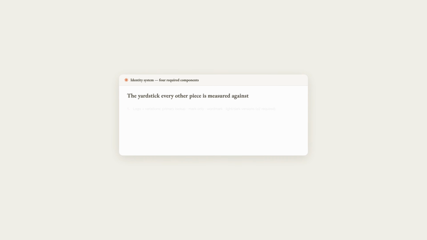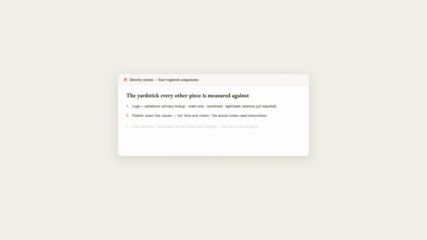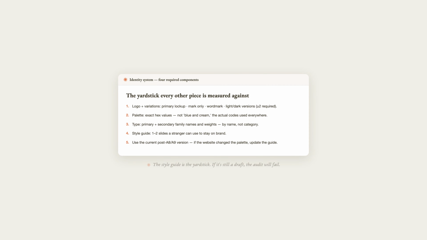Let's go. The identity system. This came from assignment 7, and it is the yardstick everything else gets measured against. 4 components, all required. First, the logo and its variations: primary lockup, mark only, wordmark, light version, dark version. At least 2 variations are expected in a professional system.